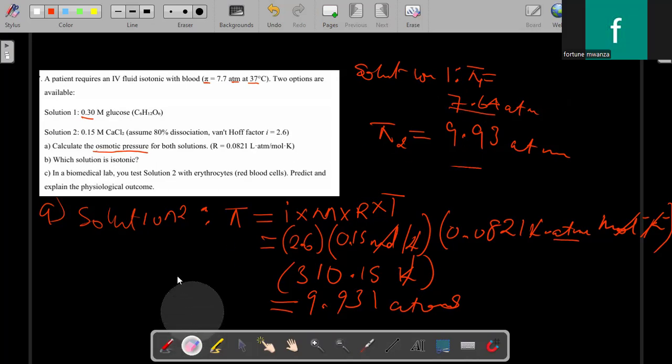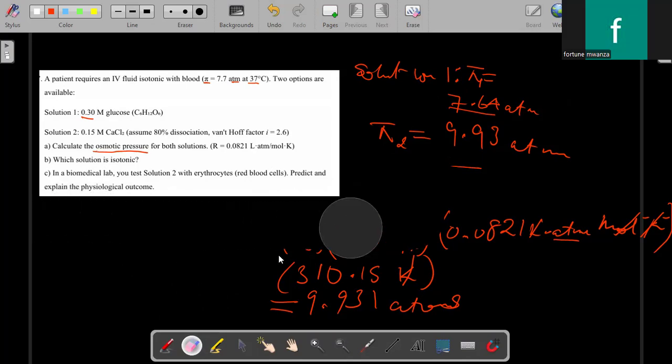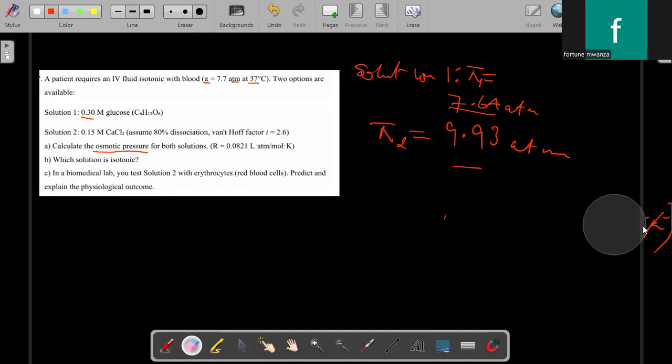Part B is asking which solution is isotonic. We've been given the osmotic pressure for blood, which is 7.7 atmospheres. Having been given that, we have these two osmotic pressures: the solution 1 osmotic pressure, which is 7.64, and the solution 2 osmotic pressure, which is 9.3 atmospheres there.